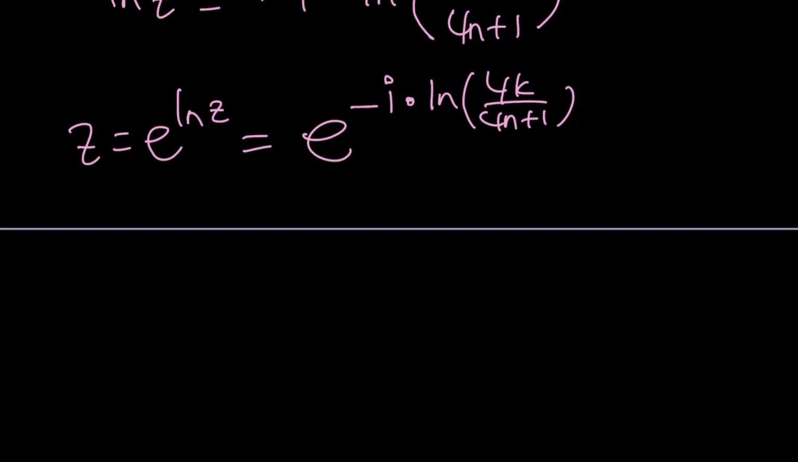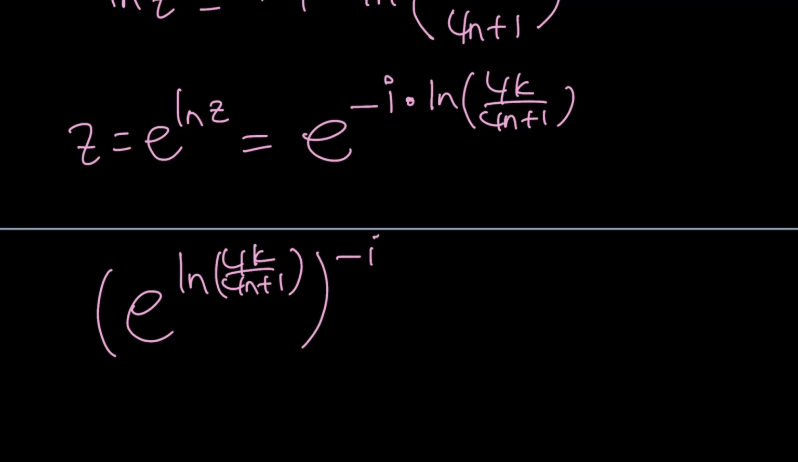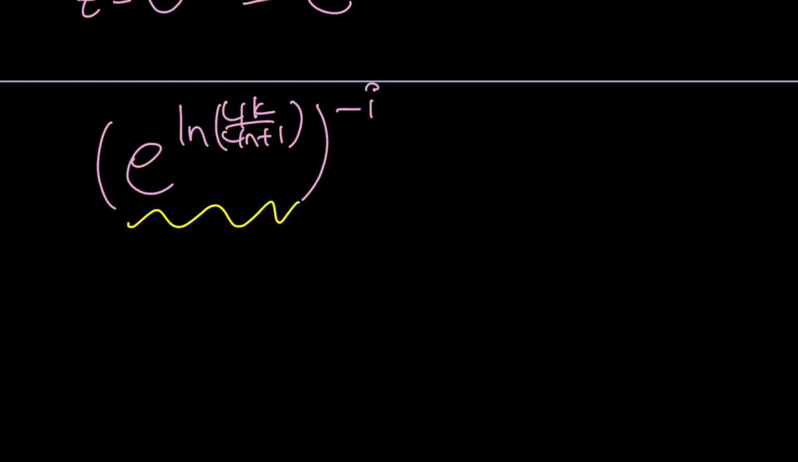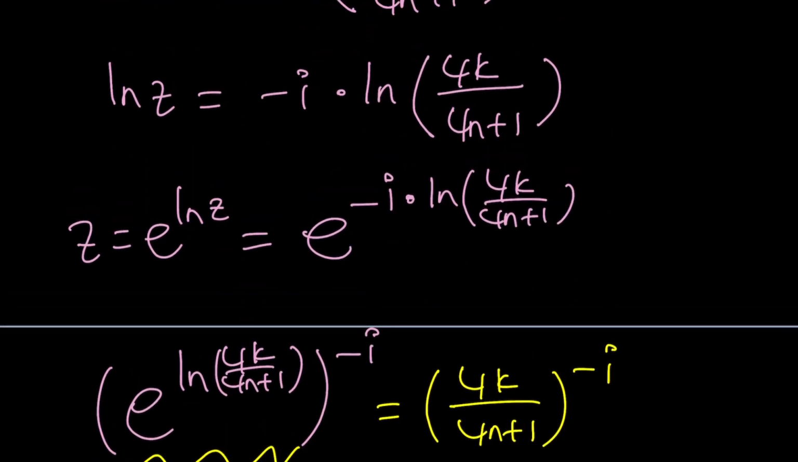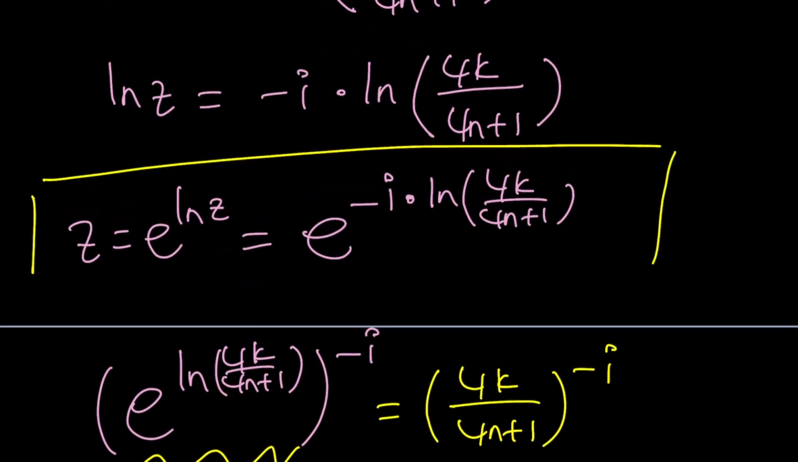But notice that this can also be written as e to the power ln 4k over 4n plus 1, and then go ahead and raise it to the power negative i, and inside you're going to notice that this is equal to 4k over 4n plus 1, so isn't this actually equal to 4k over 4n plus 1 to the power negative i? What is this? I don't even know what it is. So let's go back. This is not good. Let's go back here, because this is definitely much better. Let's just totally forget about it, shall we?